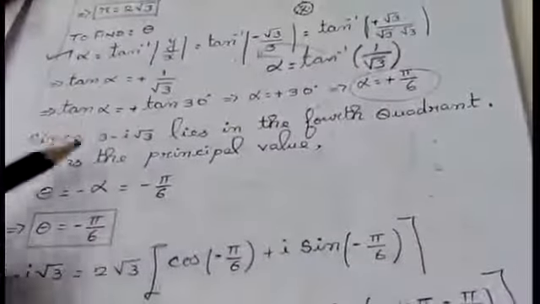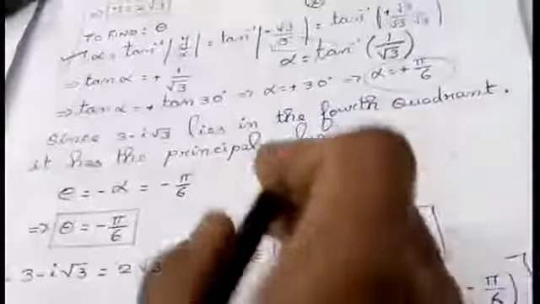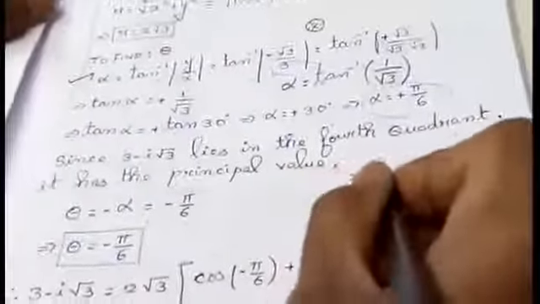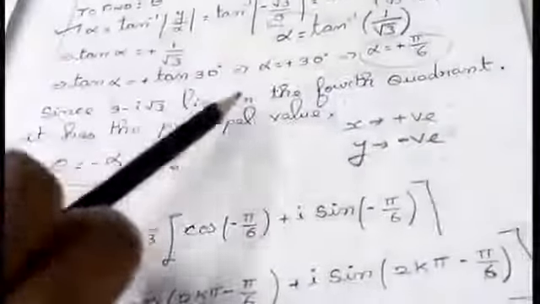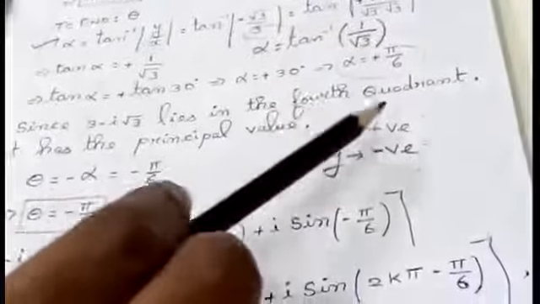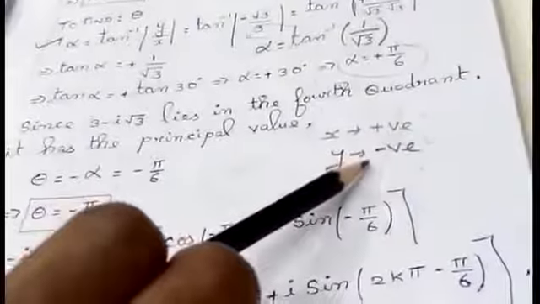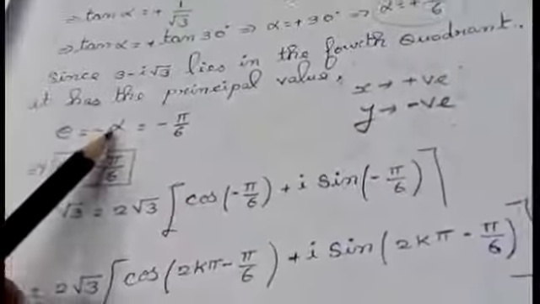Before finding θ, I am just checking here, what is the sign for x? The sign for x is positive and the sign for y is negative. So since 3 minus i√3 lies in the fourth quadrant, what is the condition for the fourth quadrant, students? x should be positive and y must be negative. That is the procedure, you know it very well. It lies in the fourth quadrant, so it has a principal value θ equal to minus α. That is the condition for the fourth quadrant.